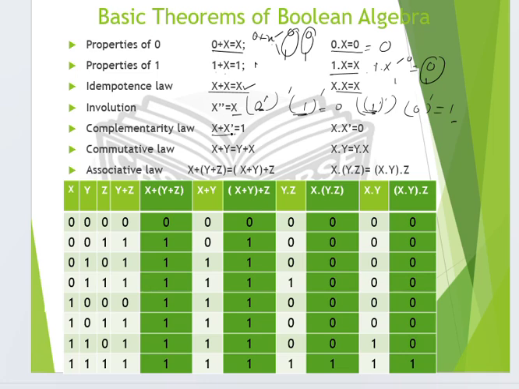Complementary law. x plus x complement will be 1. Because if x is 1, its complement will be 0, so 1 plus 0 is 1. If x is 0, its complement will be 1, so 0 plus 1 will be 1.